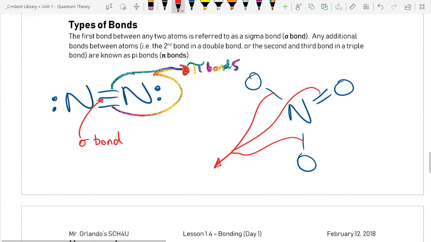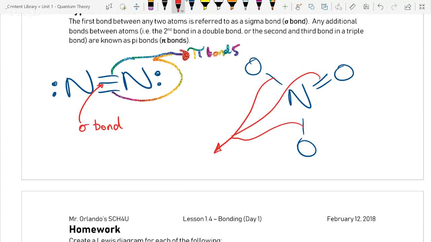I like it. Okay, what kind of bonds are all these? Sigma bonds. And this last bond here is, of course, a pi bond. All right. Any questions about that?